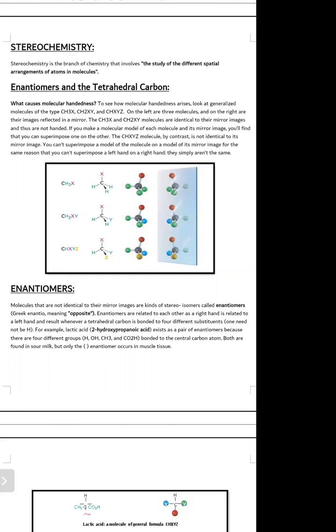The first diagram is the CH3X structure, tetrahedral. CH3X and CH2XY are identical to their mirror images, and CHXYZ are not identical and are not the same. It cannot be superimposed on its mirror image.